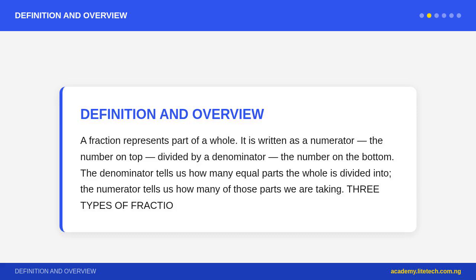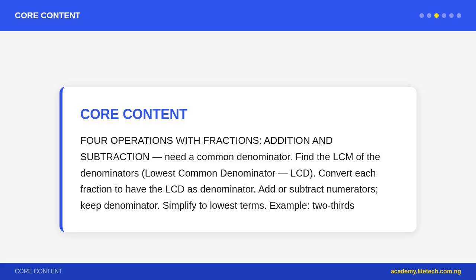For operations with fractions, addition and subtraction need a common denominator. Find the LCM of the denominators, the lowest common denominator, LCD. Convert each fraction to have the LCD as denominator. Add or subtract numerators, keep the denominator. Simplify to lowest terms. Example: 2/3 plus 3/4.